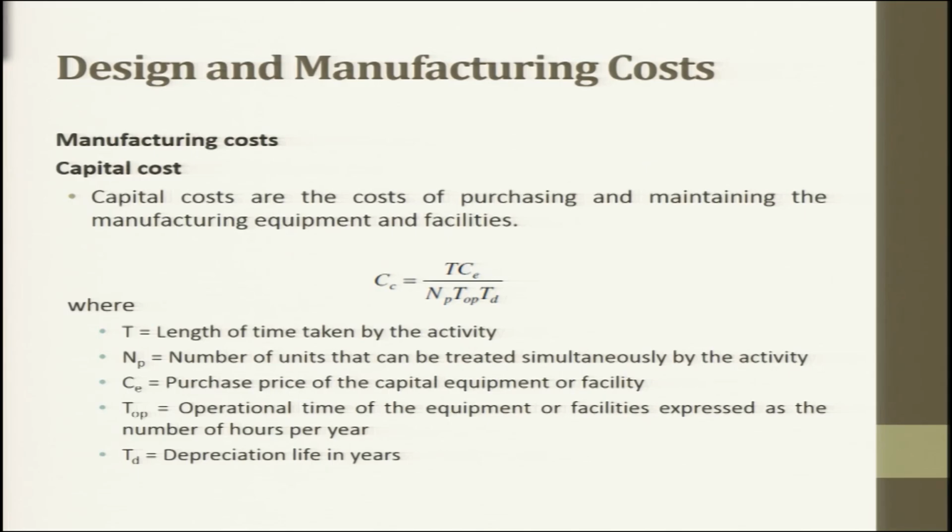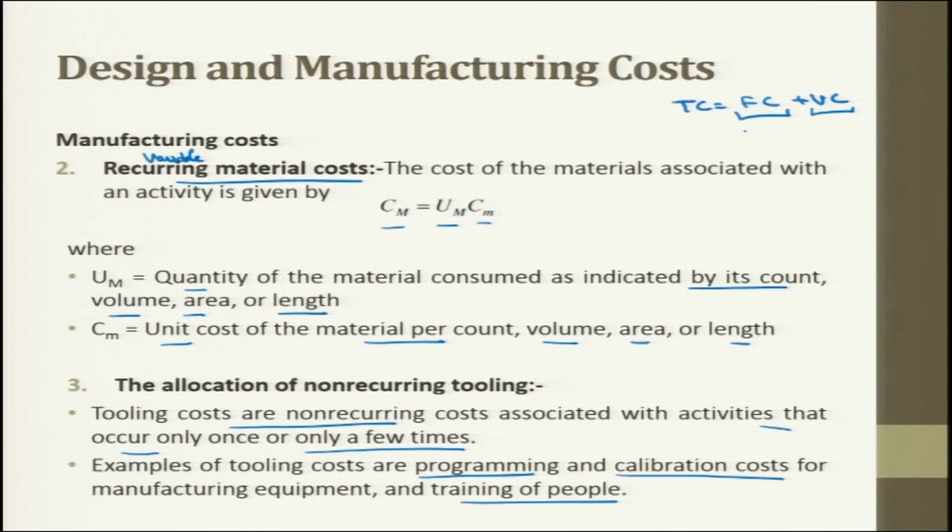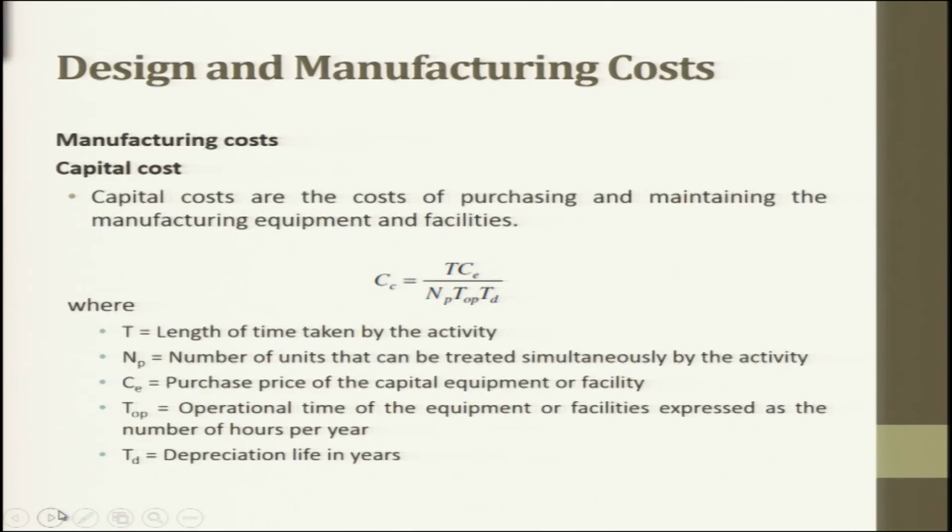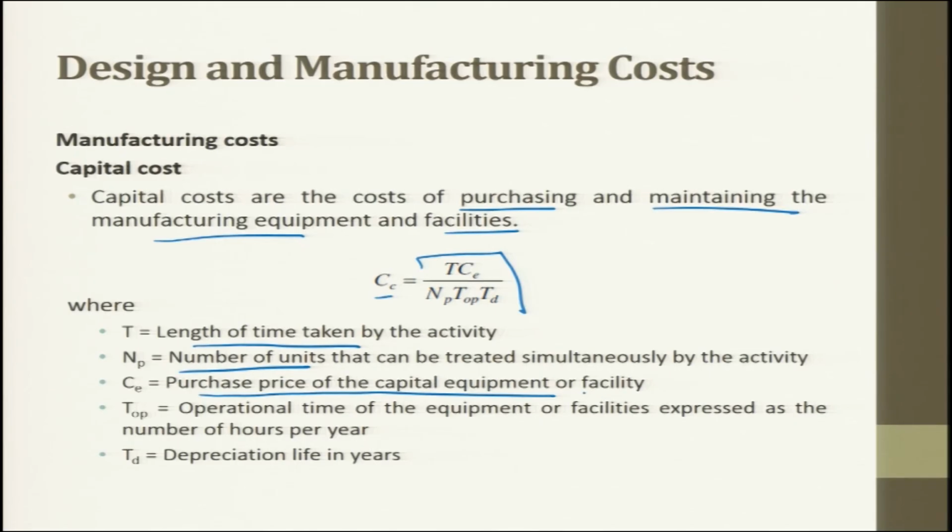And next is capital costs. Capital cost is what I called here as fixed cost. This is capital. Capital costs are the cost of purchasing and maintaining the manufacturing equipment and facilities. So, this capital cost can be given by this relation CE by NP into T, TOP and TD. What is T here? T is length of time, again the same thing. NP is the number of units, again we had it before. CE is the purchase price of capital equipment or facility.